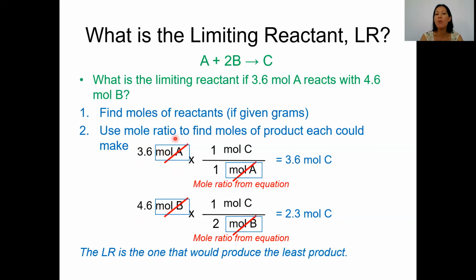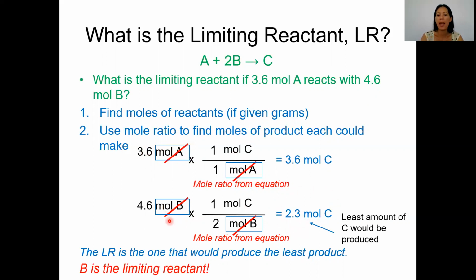It doesn't matter how many moles of A. I could have 1,000 moles of A. I'm still limited by the amount of B. So the least amount of C would be produced by B, and B is the limiting reactant. That means, just to let you know, this never happens. We could cross-scratch this out. This never happens because you cannot completely react this many moles of A.